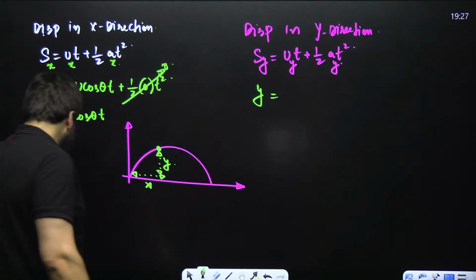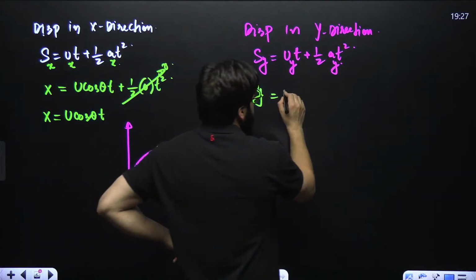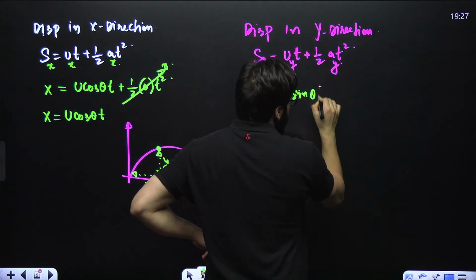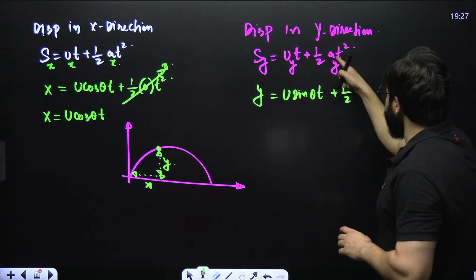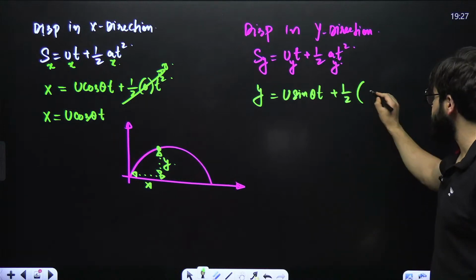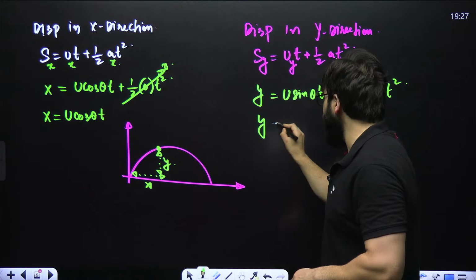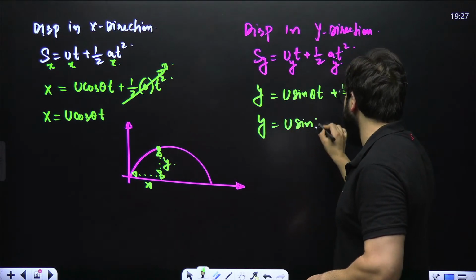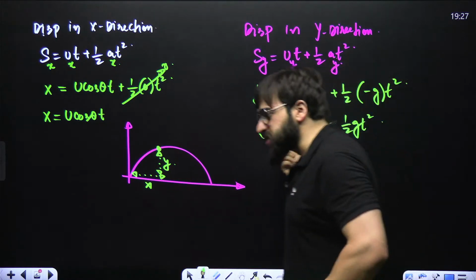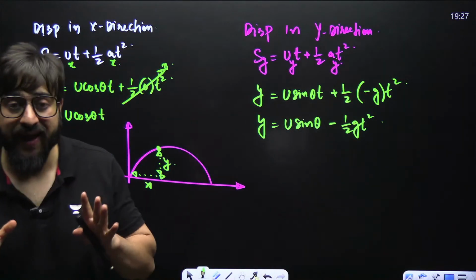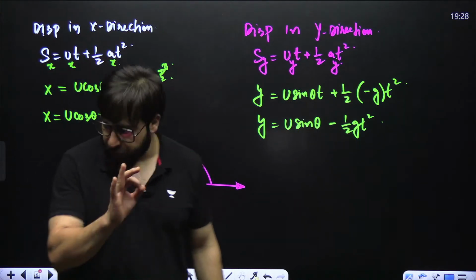Initial velocity in y direction, sir, that is u sine of theta. So this is u sine of theta into t, and then we say plus 1 by 2. Instead of acceleration in y direction, we say that is minus g and this is t square. So I'll write y is equal to u sine of theta t minus 1 by 2 gt square. This is how you can find the displacement in x direction and displacement in y direction over here. I hope this is crystalline clear.